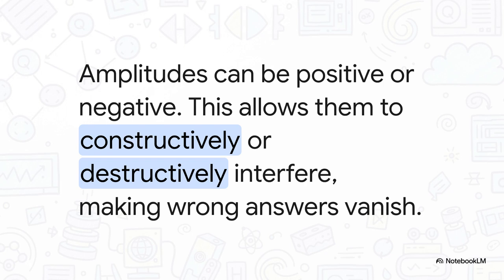Now here is the secret sauce. This is the absolute key to everything. These amplitudes can be positive or negative. And because they can be negative, they can do something amazing. They can cancel each other out. This is where that interference thing comes from. You can have constructive interference, where amplitudes add up and make an answer more likely. Or you can have destructive interference, where a positive and a negative amplitude for a wrong answer meet and, poof, they wipe each other out. That's how we get rid of the noise.